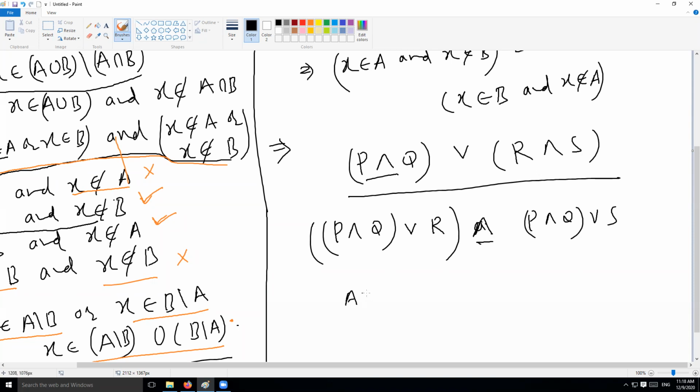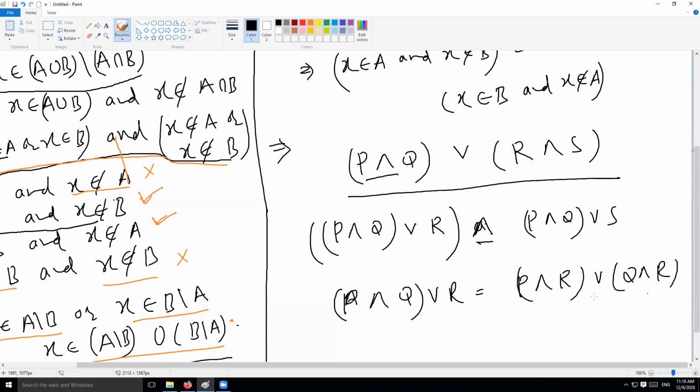So let's recall the distributive law. If I have P and Q, or R, say R, then you do the P or R, and Q or R. Okay, so this is what the law is. So precisely you're applying this law. So what are you going to do?